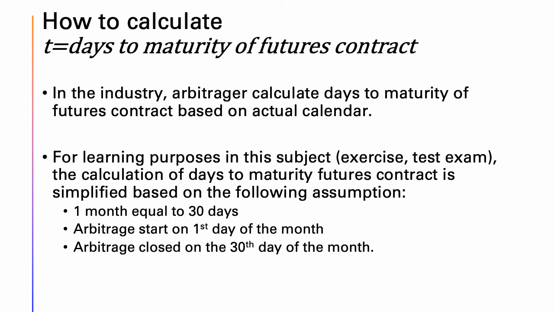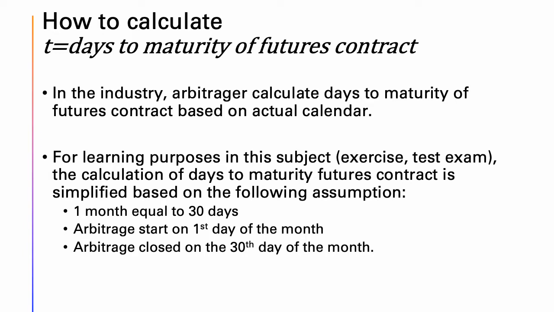So how to calculate T, which is the days to maturity of the futures contract? In the industry, arbitragers calculate days to maturity of the futures contract based on the actual calendar. For learning purposes in this subject, for example for exercises, tests and exams, the calculation of days to maturity of the futures contract is simplified based on the following assumptions.